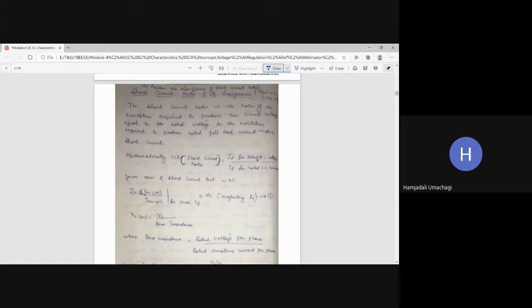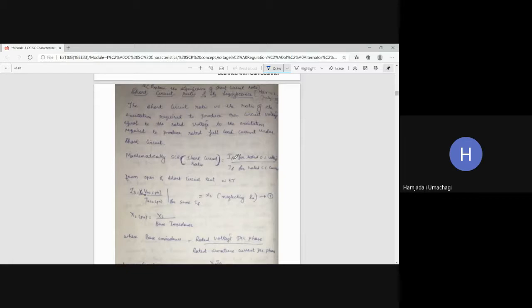So in the OCC test, we are going to develop rated voltage. To get that rated voltage, what is the rated field current? That you have to write in the numerator part. And in the SC test, we are going to develop rated short circuit armature current. To get that, check what is the required field current, and that IF value you write in the denominator part. And now this ratio will give us short circuit ratio, SCR.